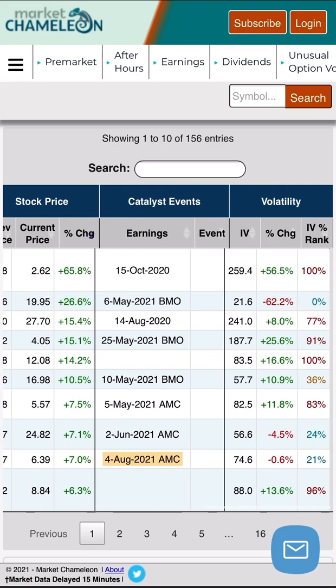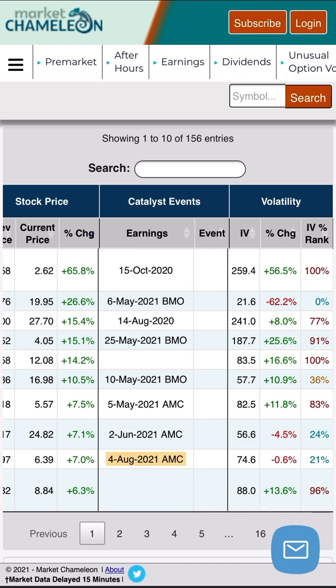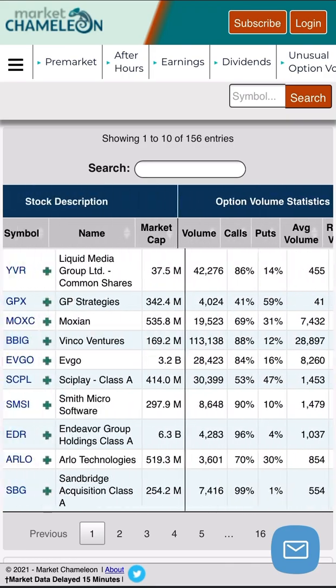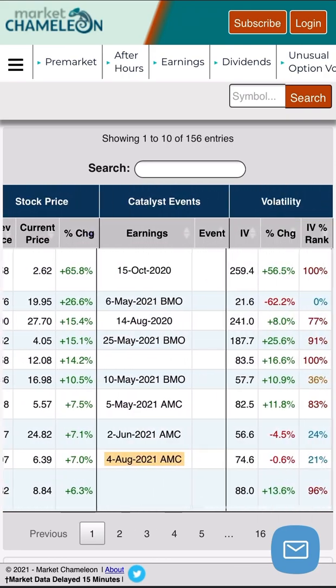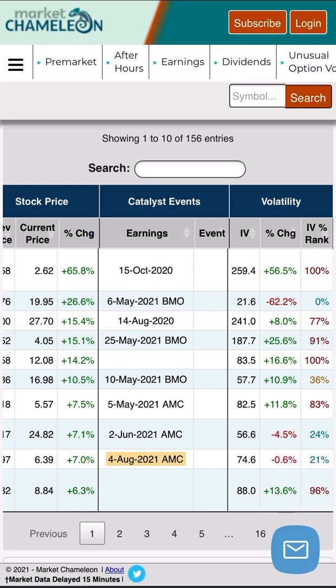Stock price, it shows you the IV right here. So you can see the implied volatility here, and you can see the IV rank. One of the key things here is looking at the IV. If you see the IV is already at 200%, like here, this was 241%, that stock was MOXC. You can see that's high IV. The IV rank is 77%, so already over 50%.